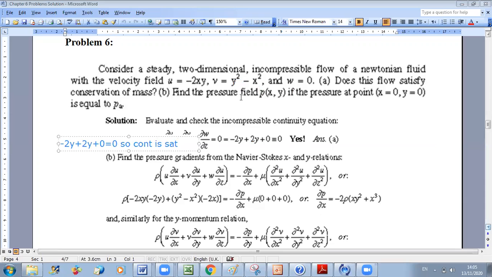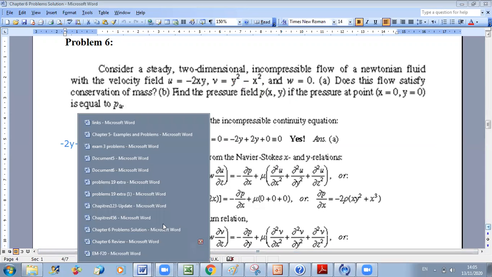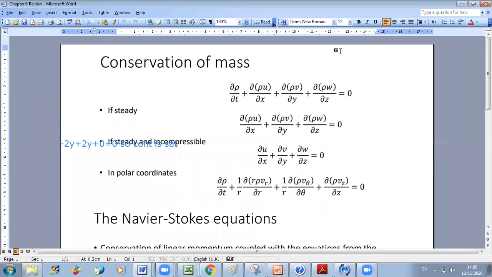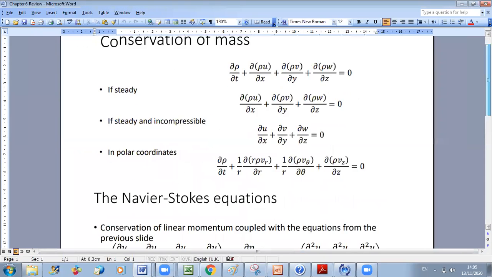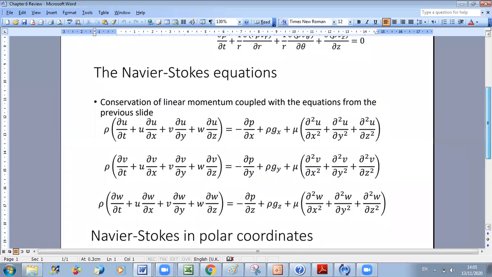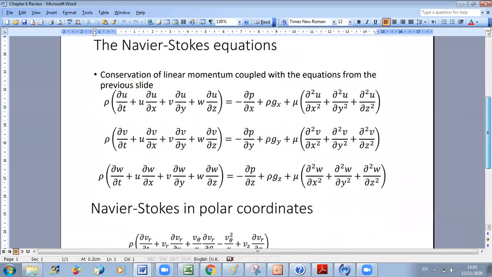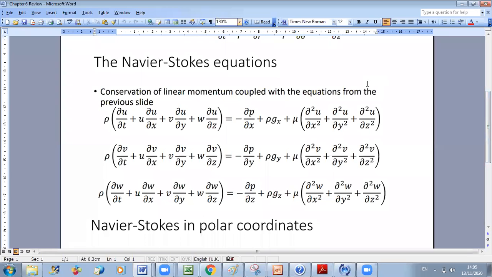Second, they asked to find the pressure field, knowing that the pressure at point x0, y0 is equal to P. Whenever I need the pressure field, I will go to my Navier-Stokes equations. So let us see them together. This is the formula sheet. I am working in rectangular components, so I will use the Navier-Stokes equation in Cartesian coordinates. Here I will have to use the three relations along x, along y, along z, because my pressure field can be a function of x, y, and z.